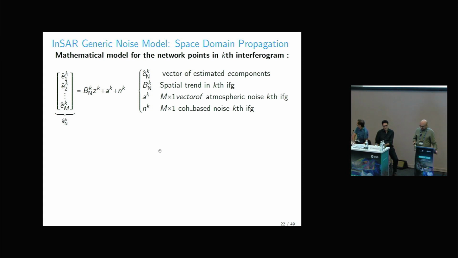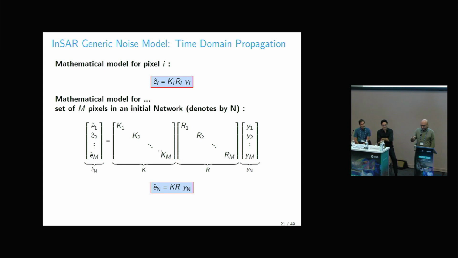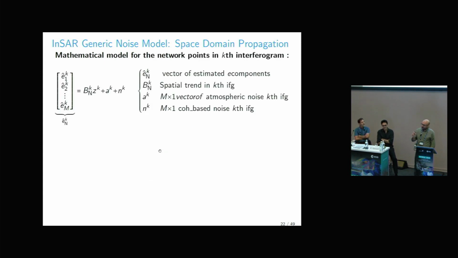Then we go to the space domain. In the space domain, these vectors that we already got from the time domain, this En, now we can pick one of them, for example, for the k-th interferogram, or some other interferogram, and then write some model in the space domain. That B here is the trend or spatial trend, for example a planar trend, or whatever trend that we have in space. A_k and N_k are the components of atmosphere and noise in the k-th component.